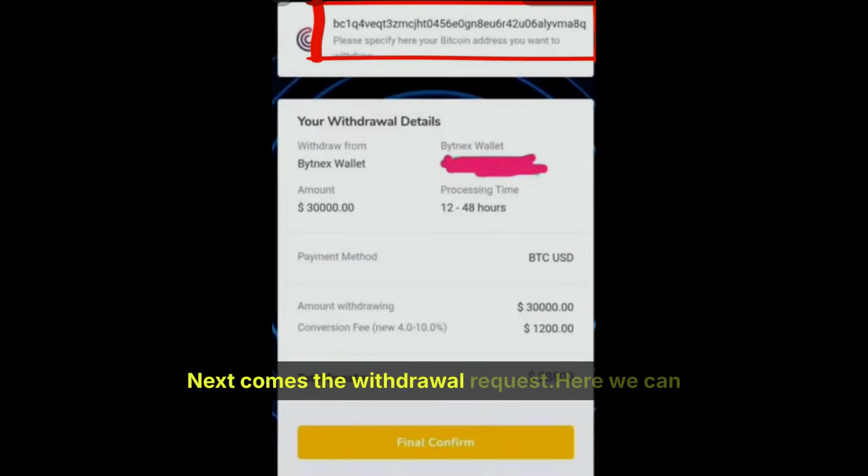Next comes the withdrawal request. Here we can see the amount, the destination Bitcoin address, and the payout details inside the platform. This is important because it documents what was requested and where the funds were supposed to go. If you have a screen like this, save it. But this is still a platform record.